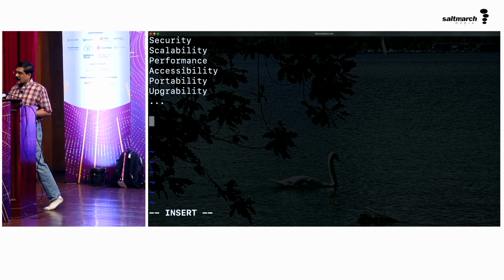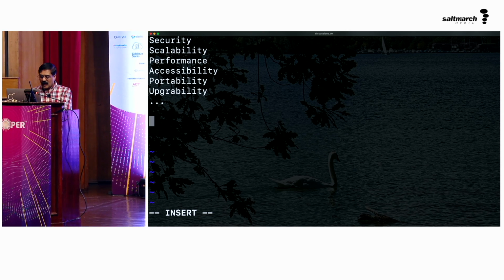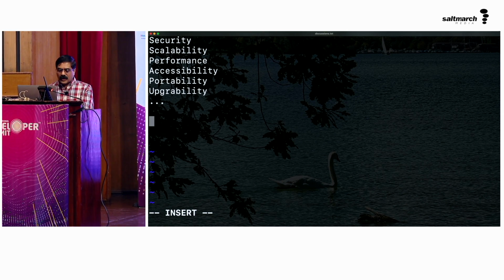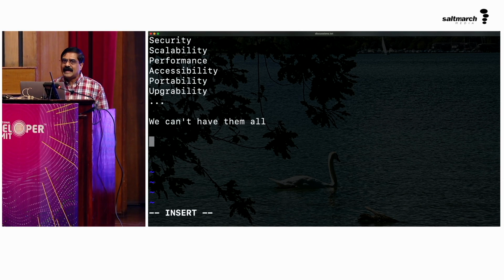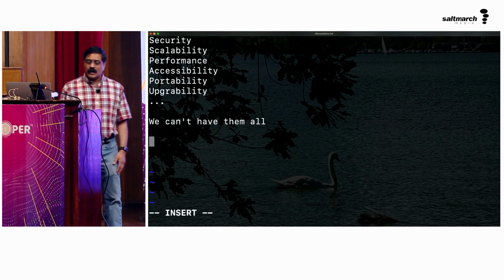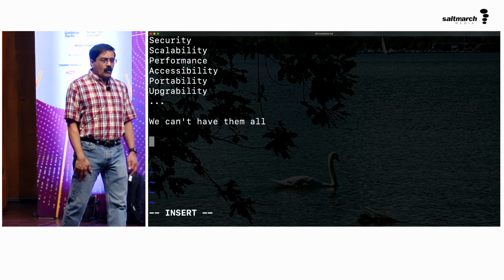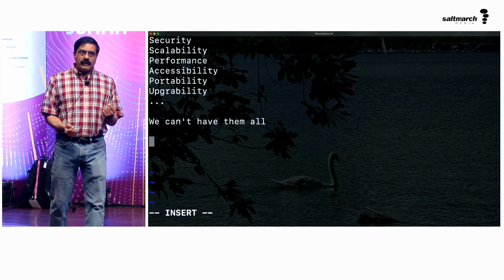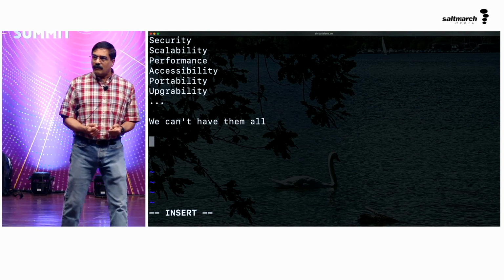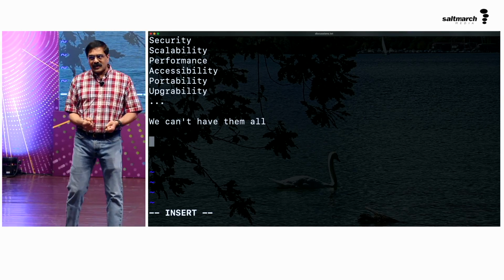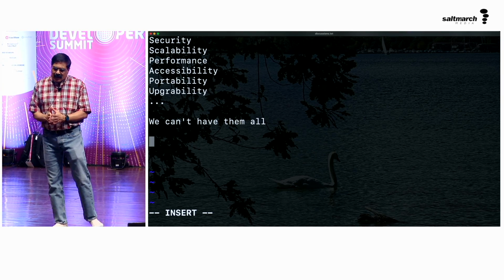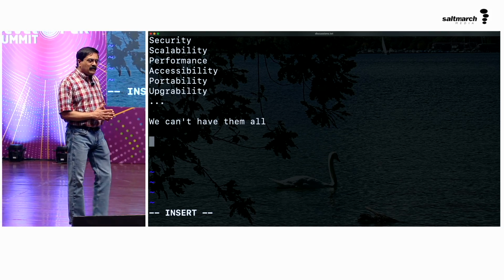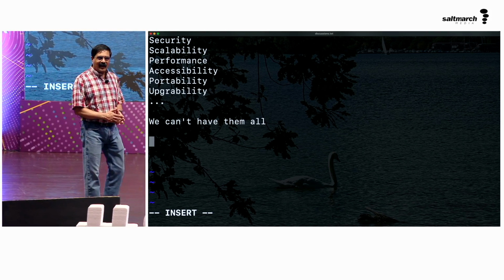Now, one of the things that I want to really emphasize here is that when it comes to these characteristics, we can't have them all. That is one of the key things you want to really think about. For example, if you are thinking about scalability and performance for a minute. Now, this is one of the things where I take a little detour and emphasize it. This is something that has been taught to us very badly, I think.